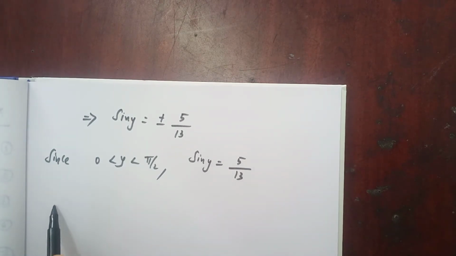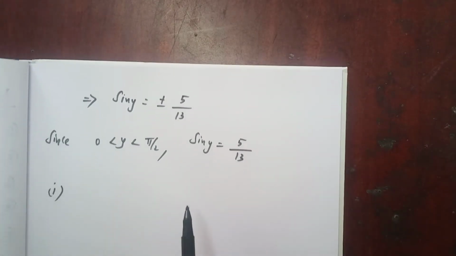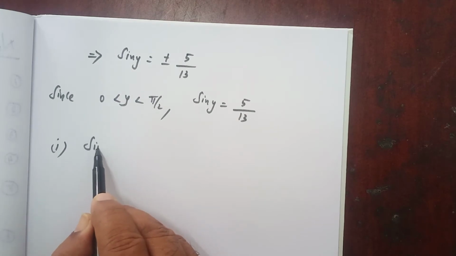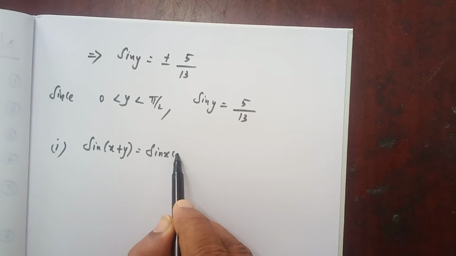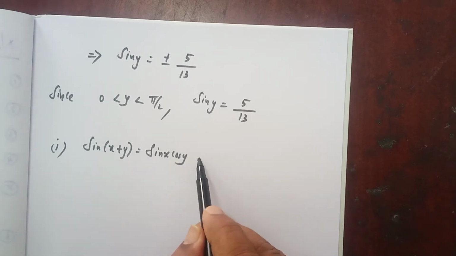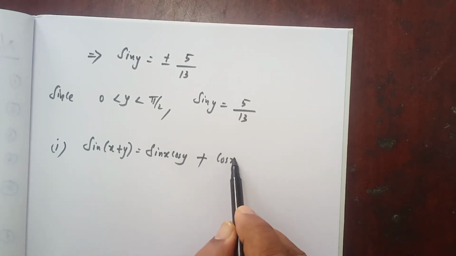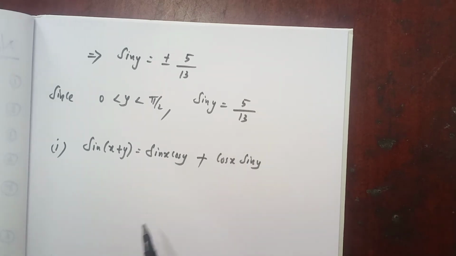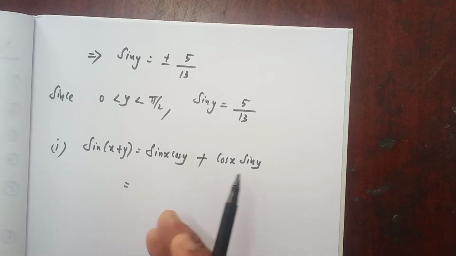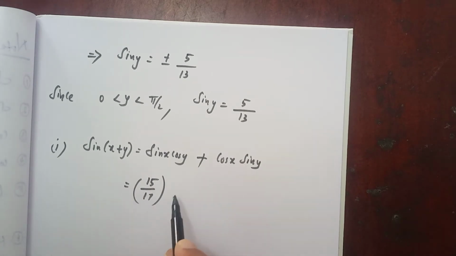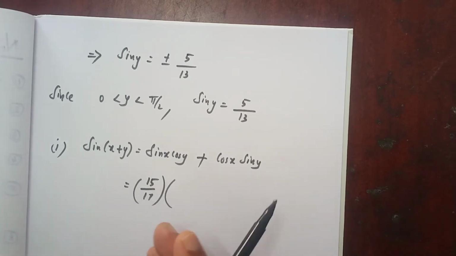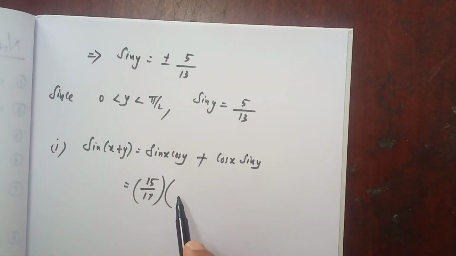Now subdivision number 1, that is sin of x plus y. Sin of x plus y is equal to sin x into cos y plus cos x into sin y. That is the formula. Then you have to substitute all the values. Sin x value that is given in the question, 15 by 17, into cos y, that is also given, 12 by 13.